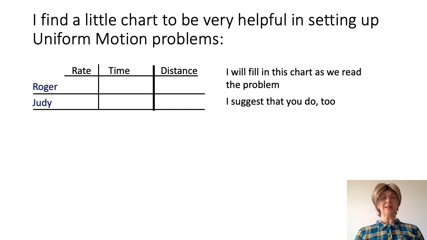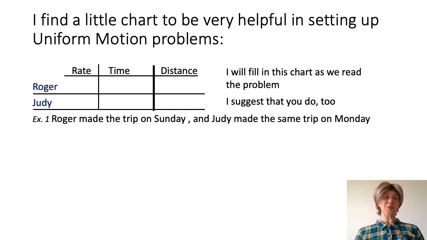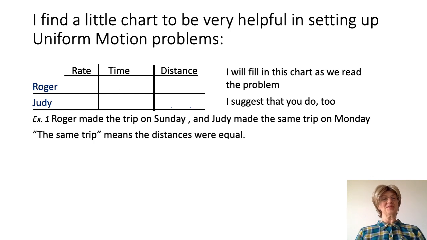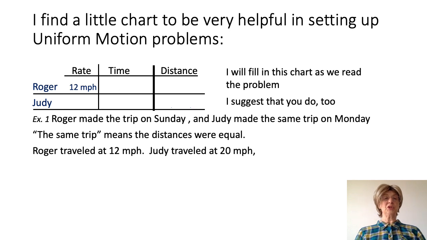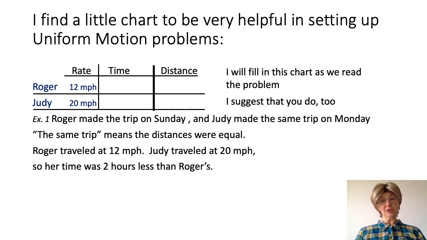Example 1. Roger made the trip on Sunday and Judy made the same trip on Monday. This is when you should be filling in Roger and Judy. Those are the two different situations. The same trip means the distances were equal. Roger traveled at 12 miles per hour. Judy traveled at 20 miles per hour. So her time was 2 hours less than Roger's.